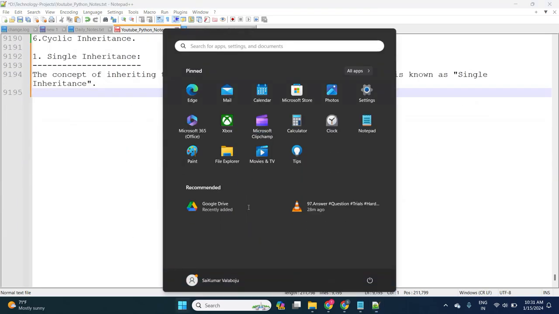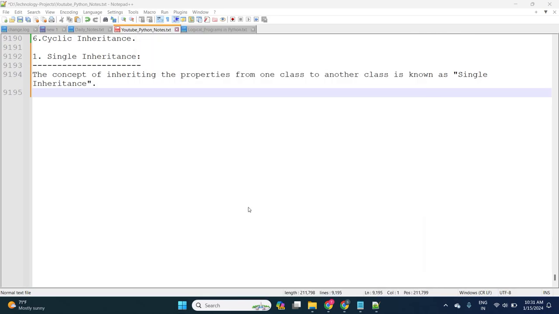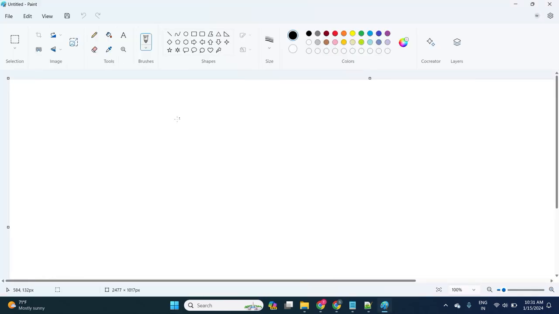If we observe the diagram, how will it look? If you think this is a parent class, now we can consider this one as a child class. So the diagram will be like this.